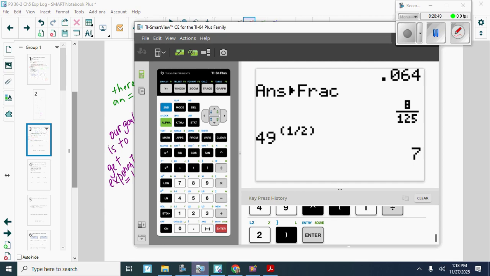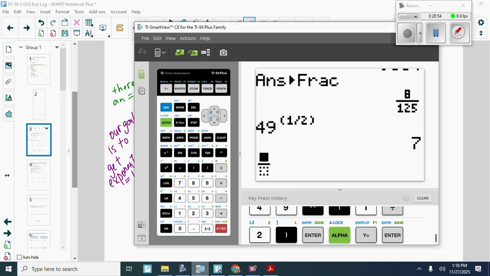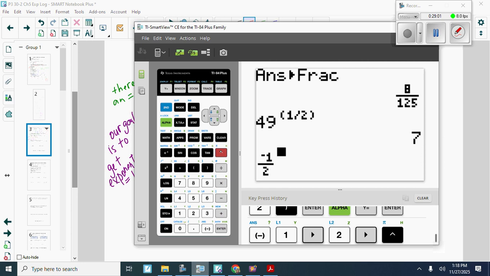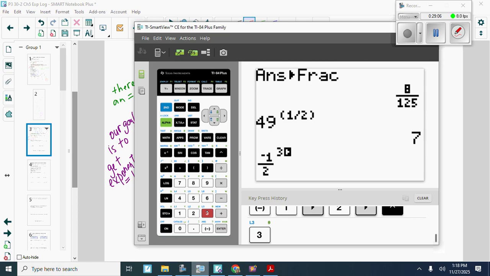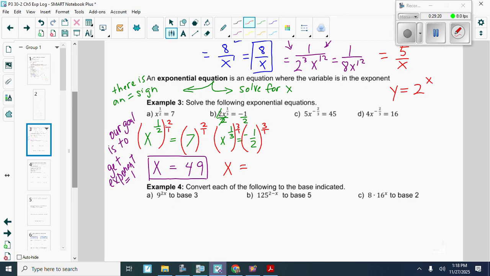On your calculator, you can use your stacked fraction. So you have negative 1 over 2 to the exponent 3. Boom, it gives you negative 1 over 8. If your calculator gave it to you as a decimal, just use math fraction to turn it back into a fraction. So this is equal to negative 1 over 8.